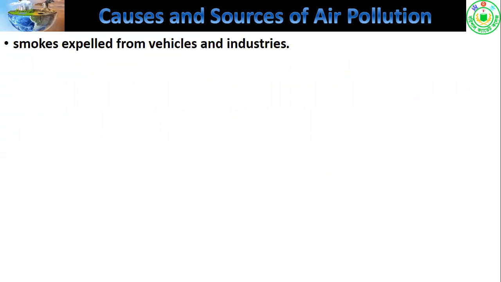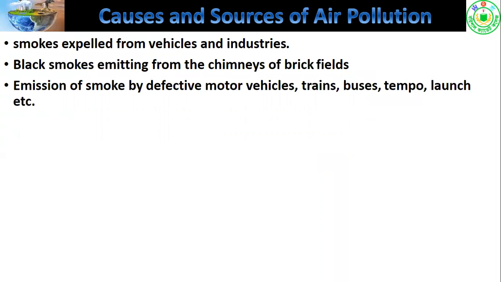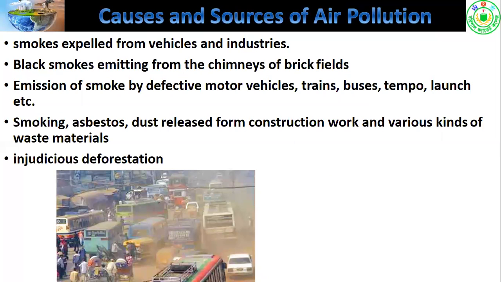Now, causes and sources of air pollution: smoke expelled from vehicles and industries, black smoke emitting from the chimneys of brick fields, emission of smoke by defective motor vehicles, trains, buses, tempo, launch, etc., smoking, asbestos, dust released from construction work and various kinds of waste materials, injudicious deforestation. See how air pollution is taking place in the urban or city area.